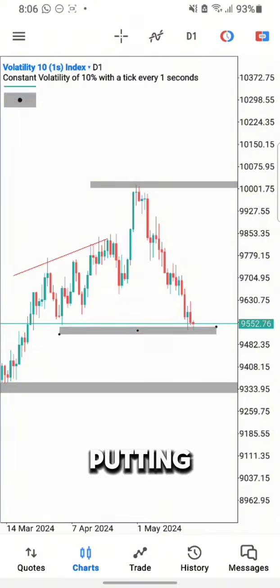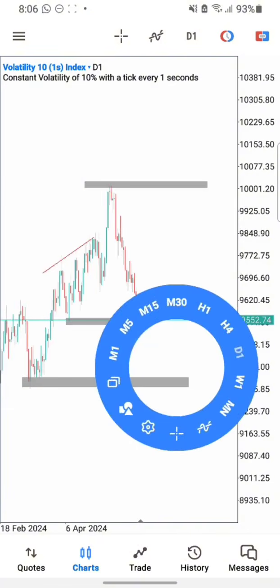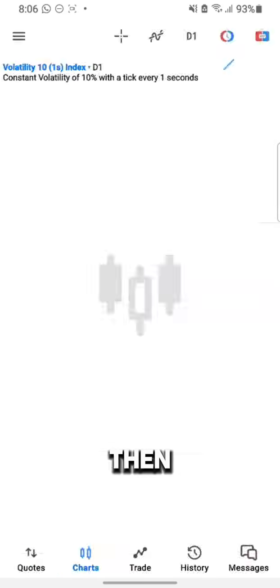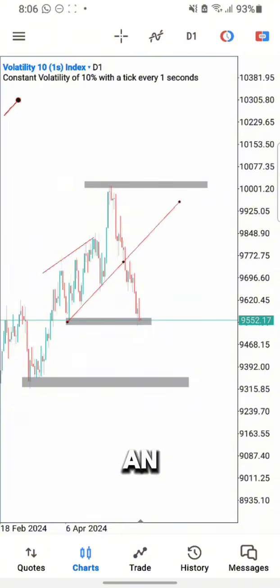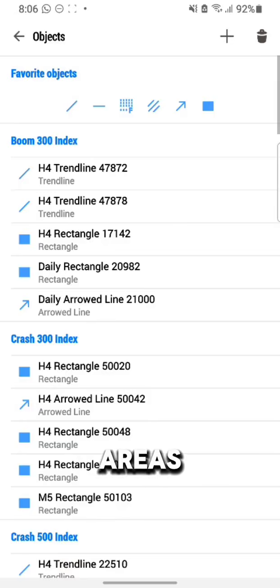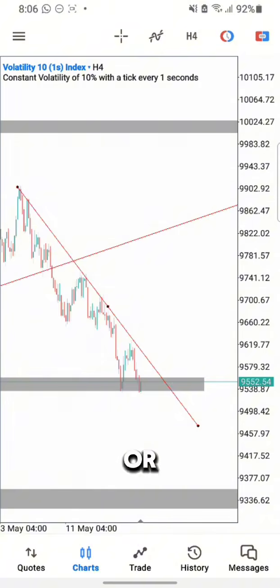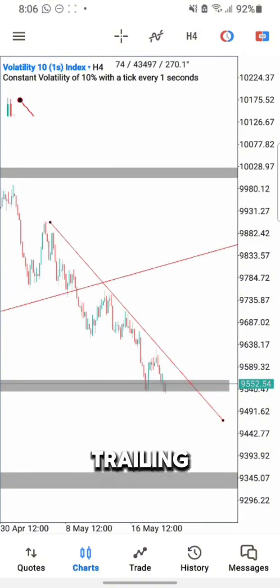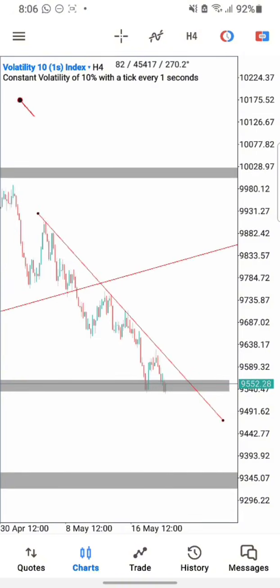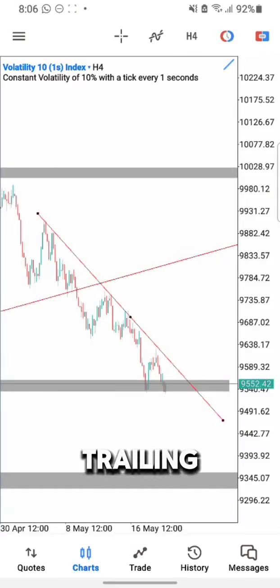So right now I'm putting another middle support line. This support line is an area that was respected long ago, but it is still having an effect in the current price. After putting all those major areas of support and resistance, we can also put the trailing or the trend line, that is the trailing support and the trailing resistance, like the trailing resistance that I'm putting right now. And then after that we put another trailing support.